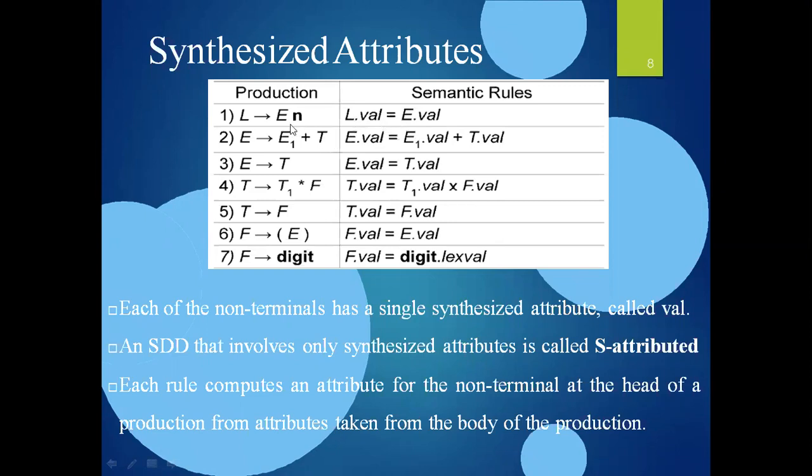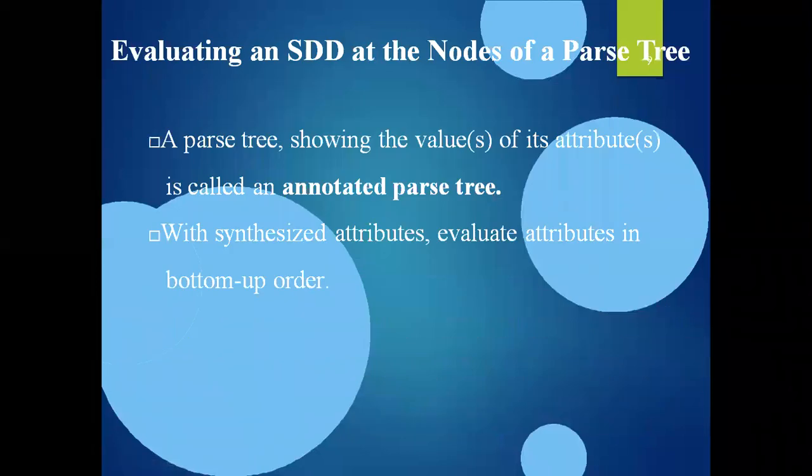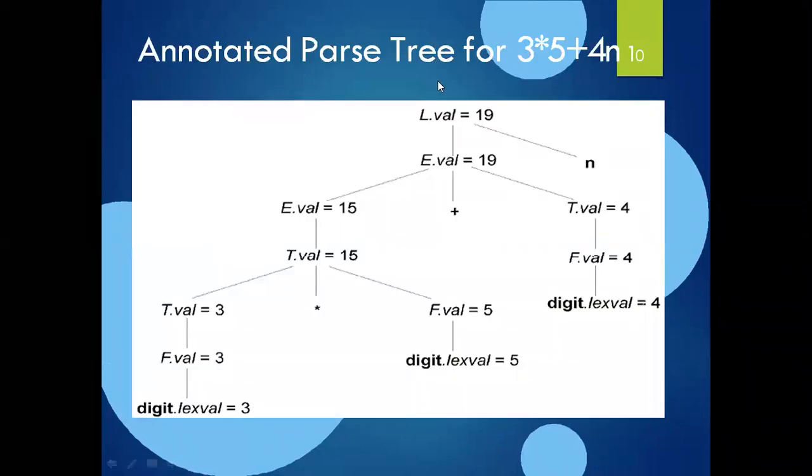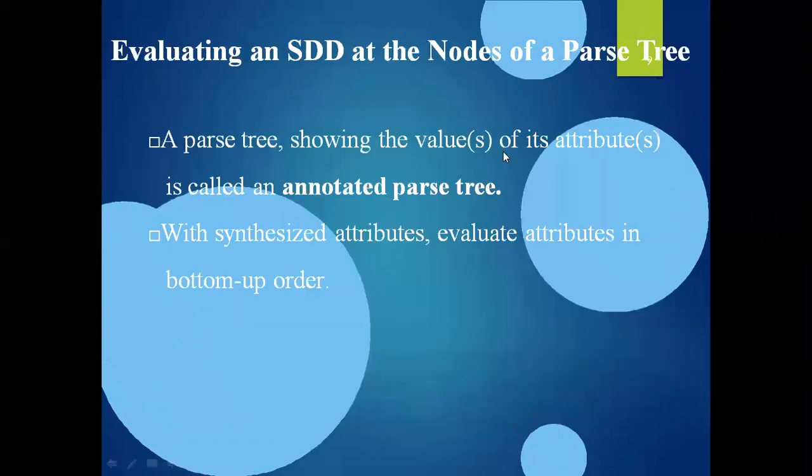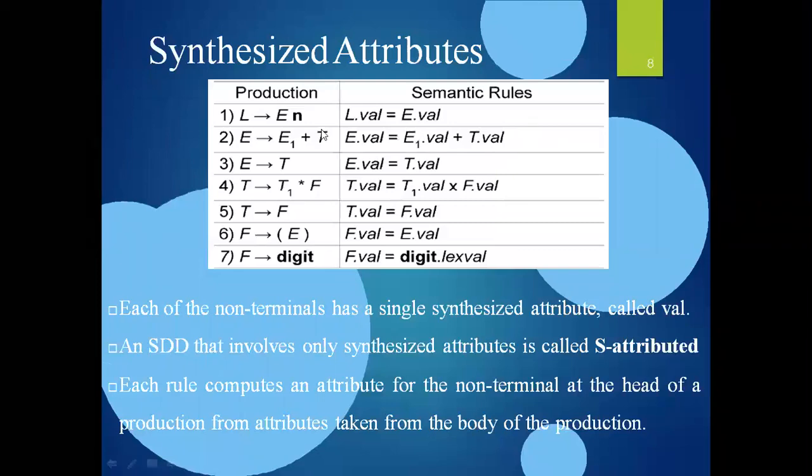And for the given production rules from the grammar, with this semantic evaluation, I am representing an annotated parse tree for the expression 3 * 5 + 4n. What does it mean? From the given grammar, my starting symbol is L. That means L is the root node of the given grammar. L is the starting node. So L goes to En. N is a constant number.